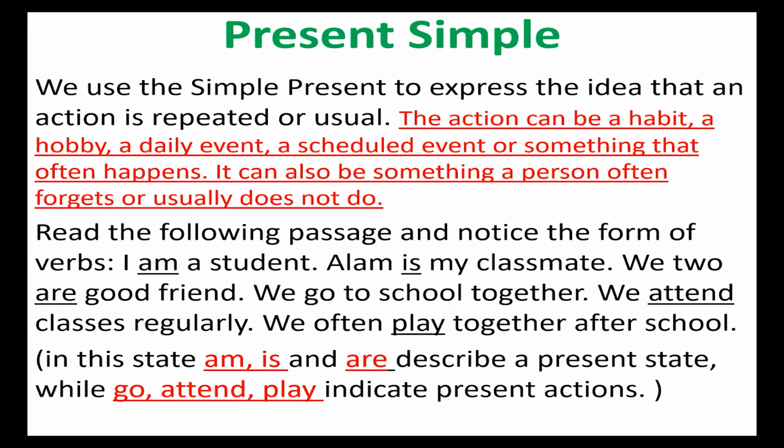Now, let's read the following passage and notice the form of verbs. I am a student. Look carefully at the verb. Alam is my classmate. We two are good friends. We go to school together. We attend classes regularly. We often play together after school. In this passage, let's see the verbs am, is, and are. These verbs describe a present state, while go, attend, and play indicate present actions.